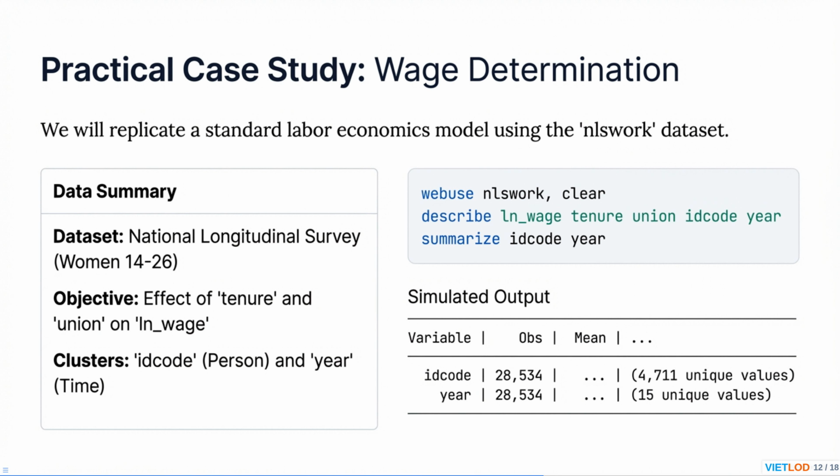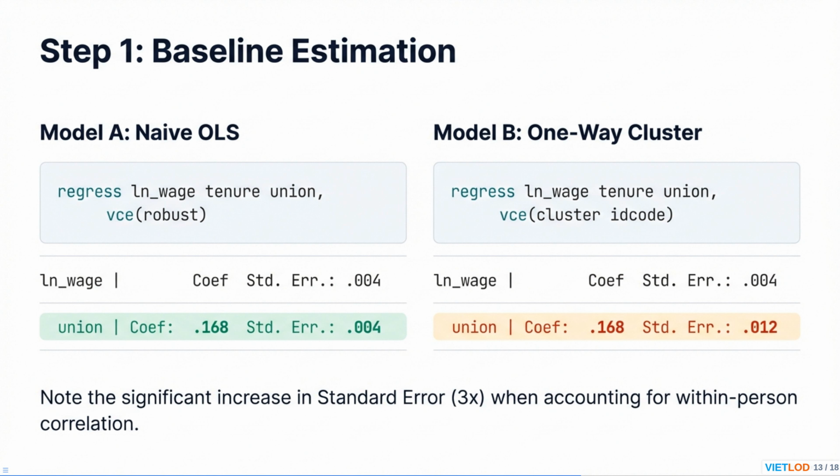The Stata code shown loads the data and provides a summary. We observe over 28,000 observations, with 4,711 unique individuals and 15 unique years. While the large number of individuals is robust, the smaller count of 15 years is something we'll need to address carefully later. A researcher might hypothesize that union membership increases wages.